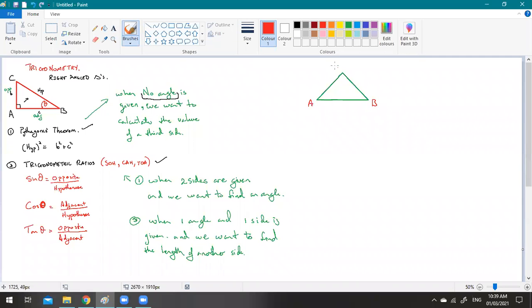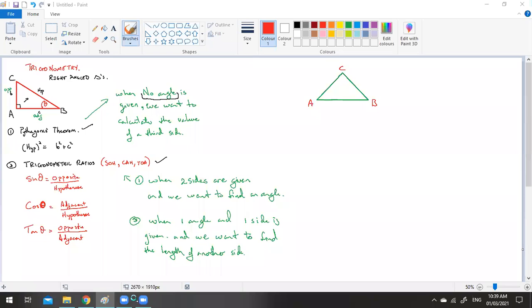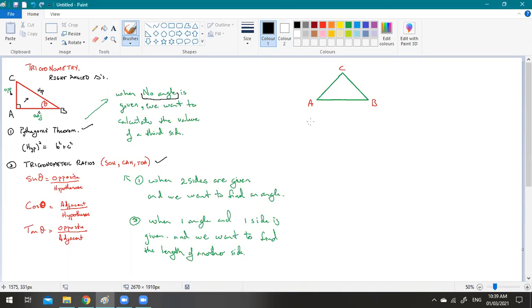A, B, C. Now, for non-right angle triangles, we have two formulas, right? So the first one is the sine rule. Now, the sine rule is really ratios, right? It says that if this is A, this will be common A. If this is B, this will be common B. If this is C, this is common C. I'll understand how we get the A, common A, capital A thing, right?